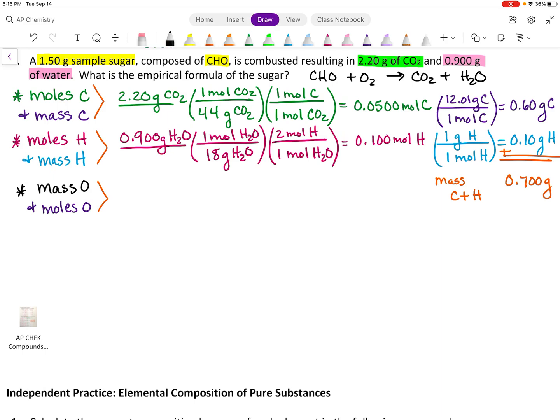So we're going to take the 1.5 gram sample that we started with here. So 1.50 gram. We're going to subtract from that the 0.70 grams from carbon and hydrogen to find out how much of it was from oxygen. And we get 0.80 grams of oxygen. Okay, and then we're going to go ahead and just convert that into moles. So we know that there's 16 grams for every 1 mole of oxygen.